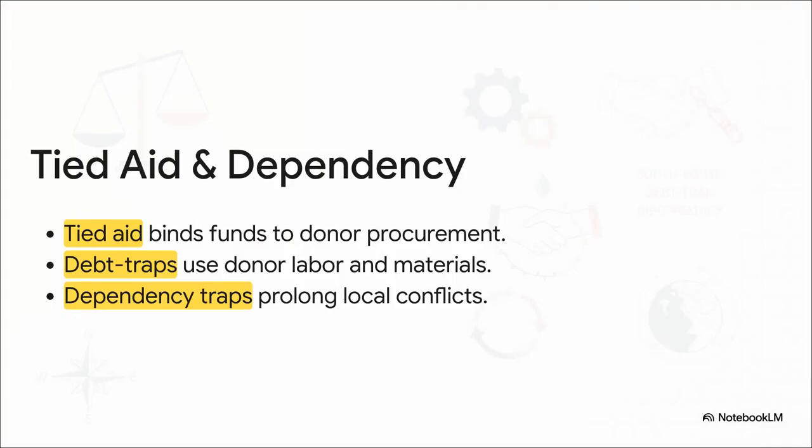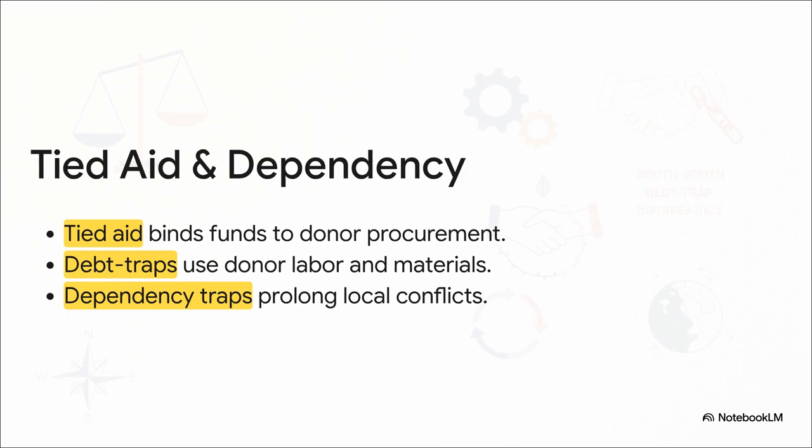We also face the real administrative dilemmas of tied aid and dependency. Tied aid is when funds are restricted, so the recipient is forced to buy goods and services only from the donor country. Exactly. A highly debated example of this is Chinese developmental loans, like those in the China-Pakistan Economic Corridor. The labor and materials often come directly from China.